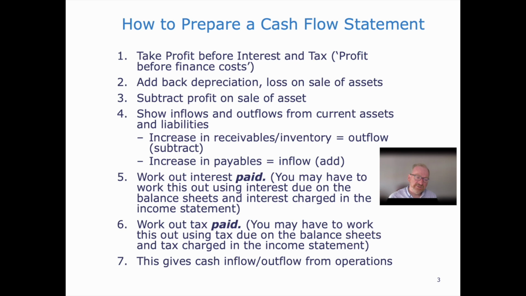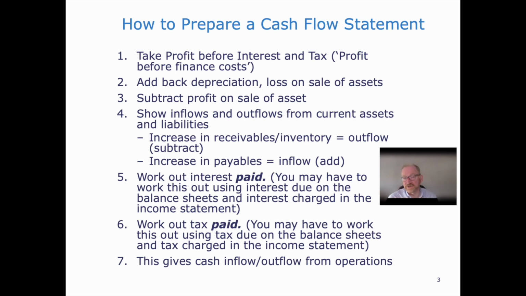Step 5, for interest, we need to work out what was the interest that was paid, and you're not generally given that information directly. You need to work it out from 3 pieces of information: the amount of interest we owed at the start of the year, the amount of interest we owed at the end of the year, and the interest charge that you see in the income statement.